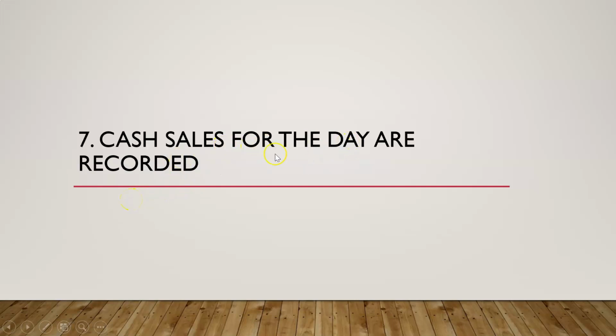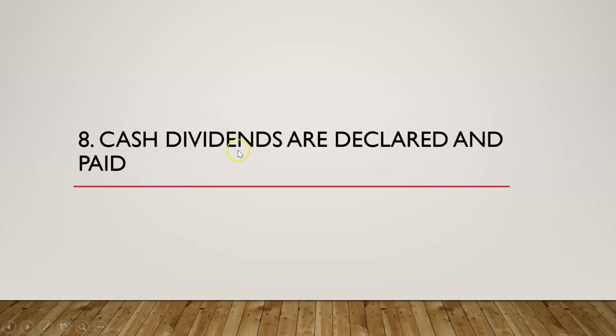Cash sales for the day are recorded. So it's the same as the last two. This activity is concerned with the acquisition or sale of products, so this should be an operating activity. Cash dividends are declared and paid. We know that dividends are the share of our stockholders, so these are related to the activity concerned with the repaying of the funds that we have collected. So this should be part of financing activity.